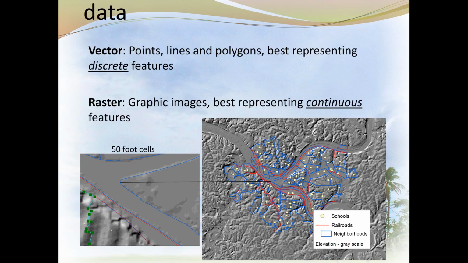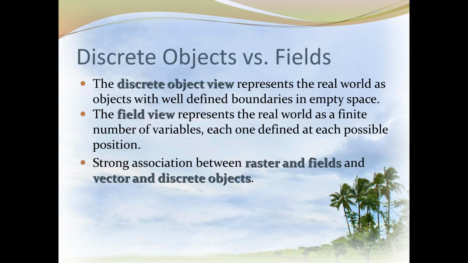So now let's review the vector data. For vector data, we have points, lines, and polygons, best representing discrete features. Here we have points, lines, and polygons, with empty space between them, unless a polygon covers the whole thing. But a raster is a graphic image covering the whole area, best representing continuous features.